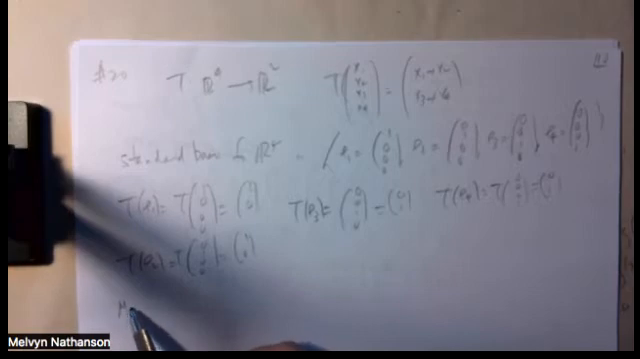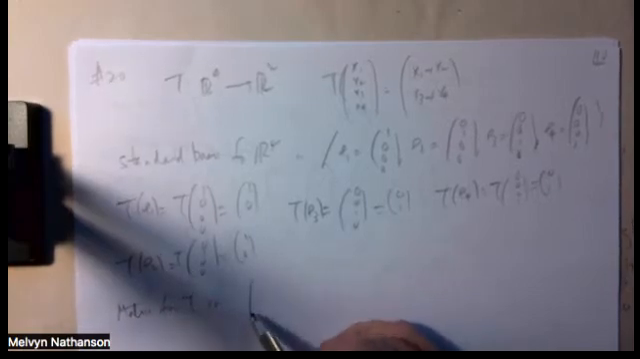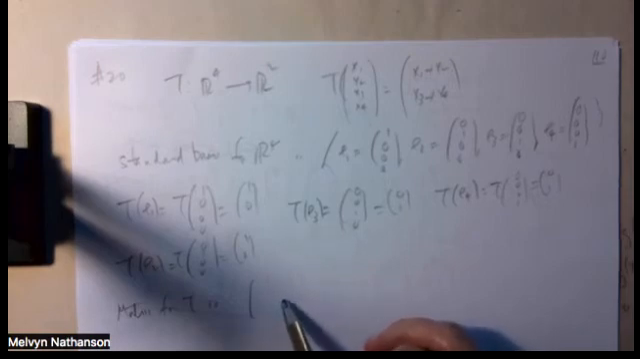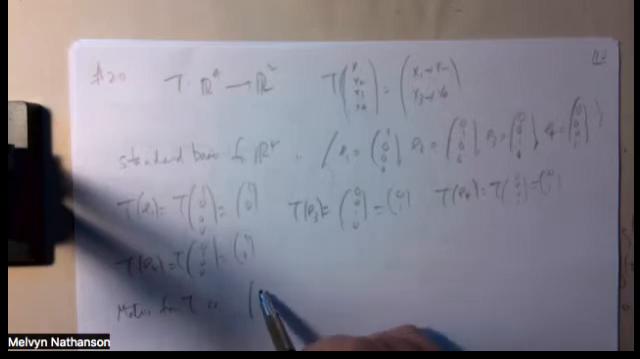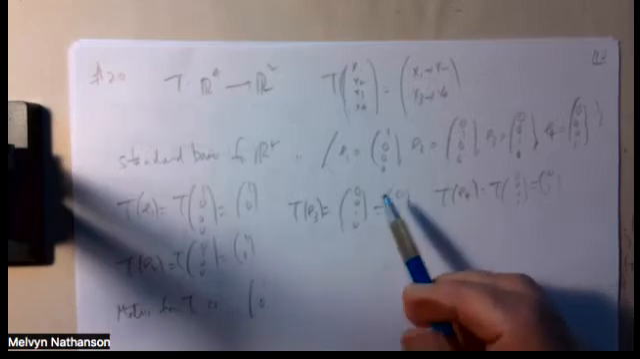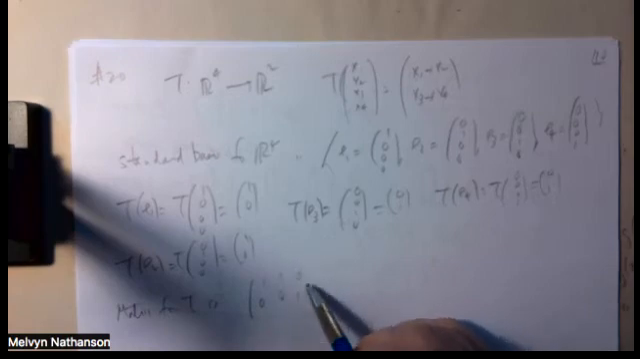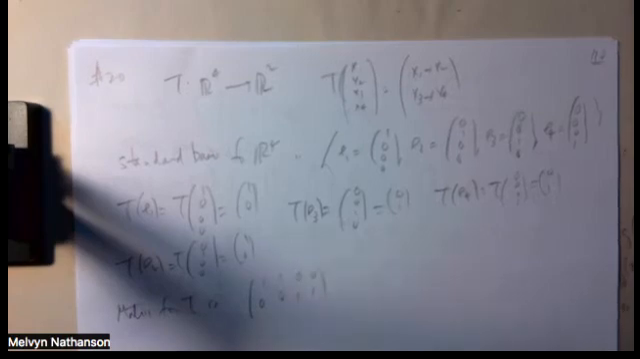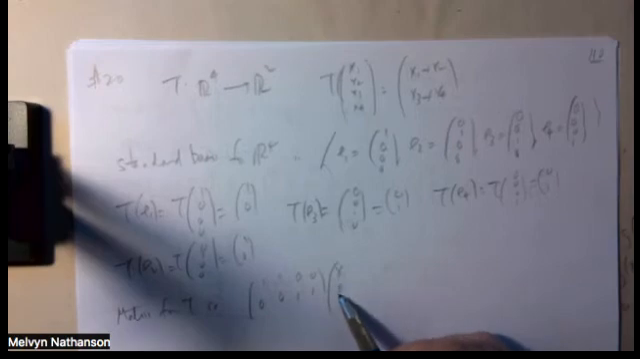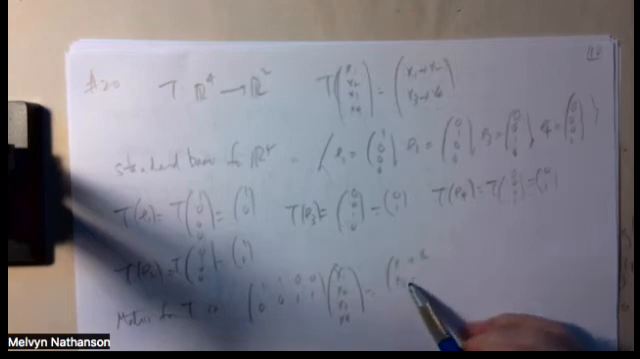And the matrix for T is going to send a 4-dimensional vector to a 2-dimensional vector. So it's going to be a 2 by 4 matrix, 1, 0, 1, 0, 0, 1, 0, 1. Because if you apply this to x1, x2, x3, x4, you get x1 plus x2, x3 plus x4. So this is the matrix for this linear transformation.